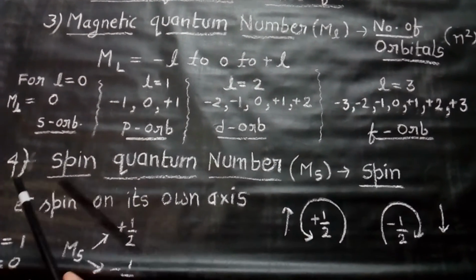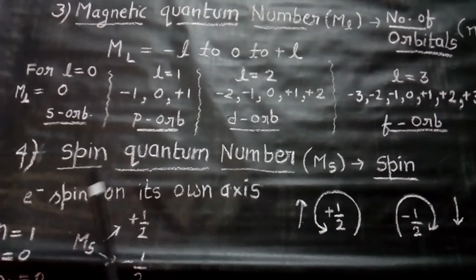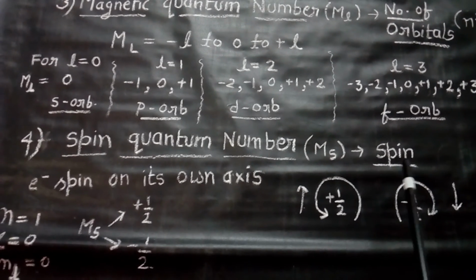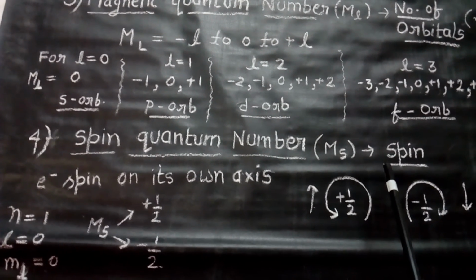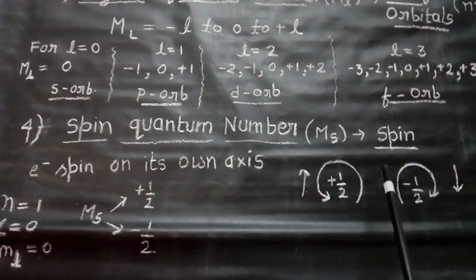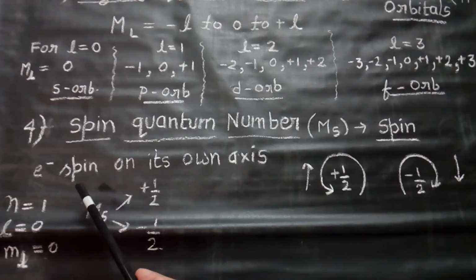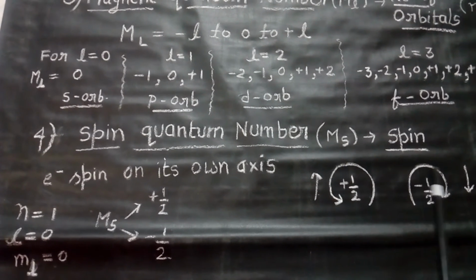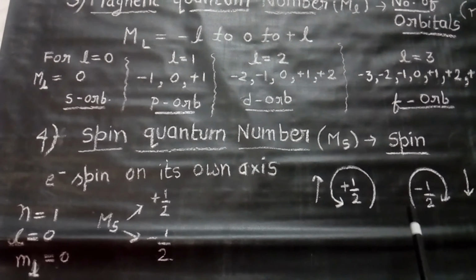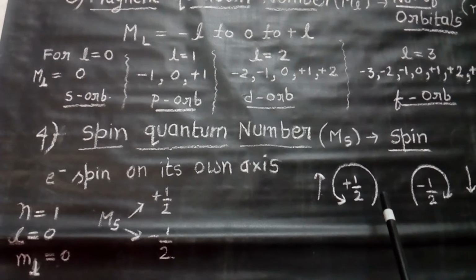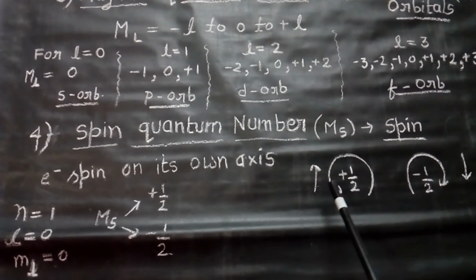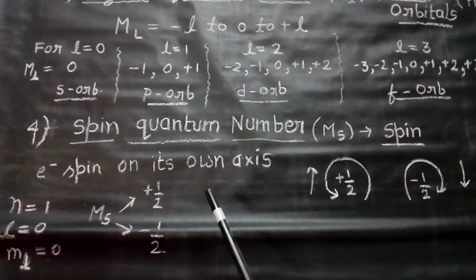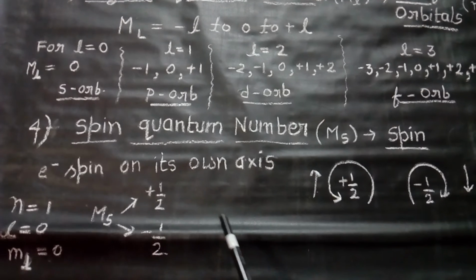Now we come to the fourth and the last quantum number, that is the spin quantum number. It is denoted by ms and it gives the spin of the electron. As we know, electron has angular momentum. Besides it, the electron also spins on its own axis. The spin may be in two directions, clockwise and anti-clockwise. Clockwise is denoted by minus half and anti-clockwise by plus half. It is given an upward arrow and a downward arrow. So ms may have only two values, plus half and minus half.